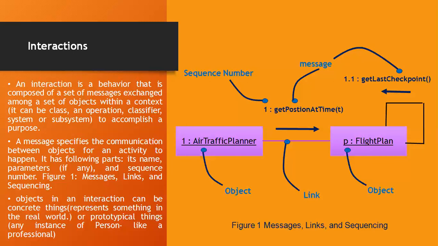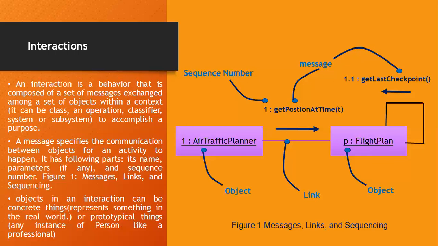An object in an interaction can be a concrete thing or a prototypical thing. Here, concrete things represent something in the real world, and prototypical things are any instance of a person, like a professional.